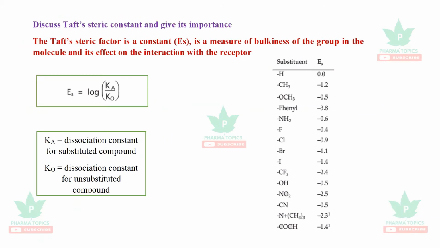Next is Taft's steric constant. What is its importance? It is a steric factor represented by Es. It's a measure of bulkiness of a particular group in a molecule and its effect in interaction with the receptor. He has derived the values for it. He has derived the equation for it. This is called Taft's steric constant.